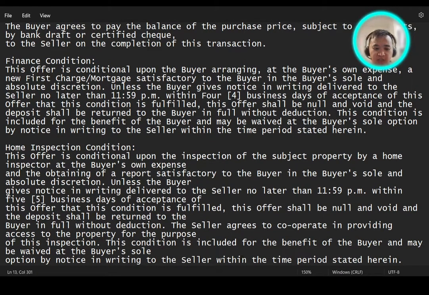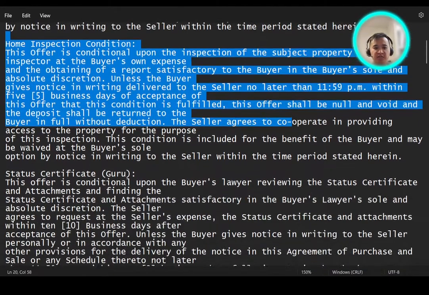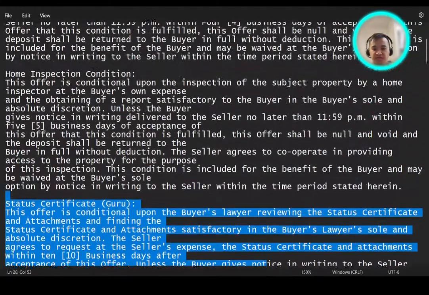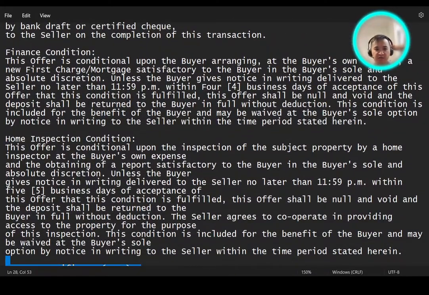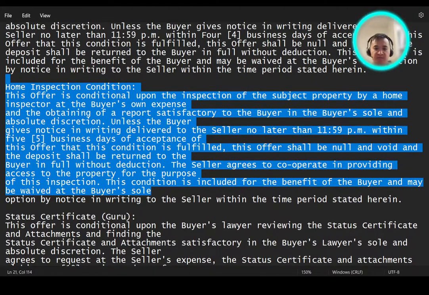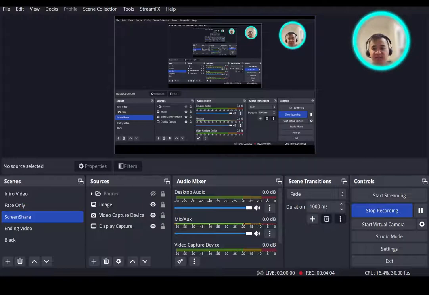So just to recap, if you do a firm offer, you better be sure you can close and you're happy with the property. You better be sure your financing is good, that you don't need to do a home inspection, and that the status certificate is fine. And if you do a conditional offer, if you don't fulfill all the conditions you put in your offer, then you're going to get your deposit back. So basically it's safe. Your deposit is safe.